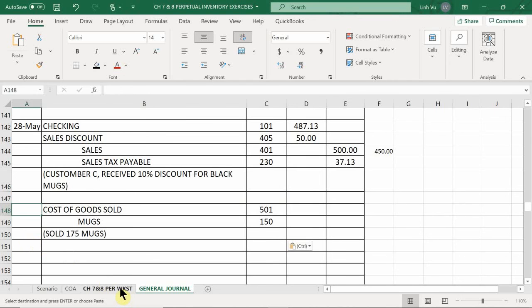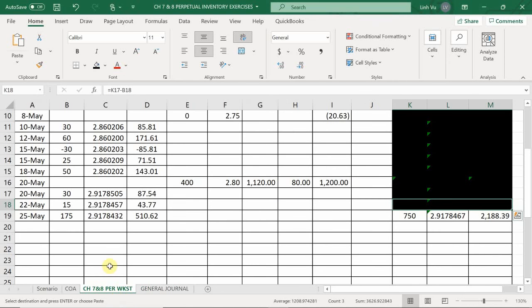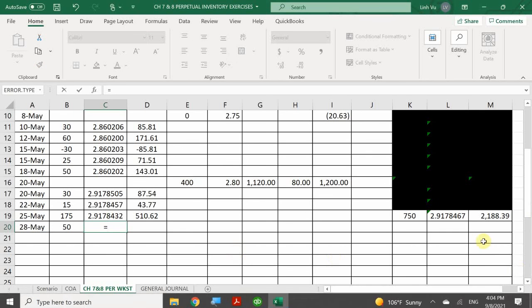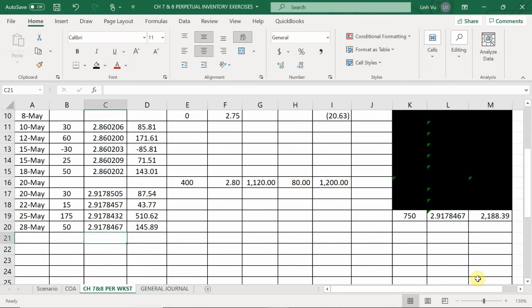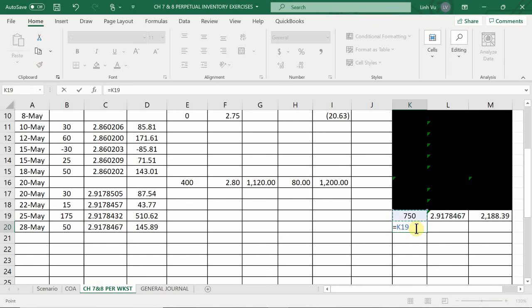So go back to our inventory worksheet and plug in those numbers that on the 28th we sold an additional 50 mugs at the same $2.9178. So how much in grand total is my cost of goods sold for selling 50 of those mugs? Yep. All right, let's update our inventory. So if I started out with 750 and I sold 50, how much should I have left?